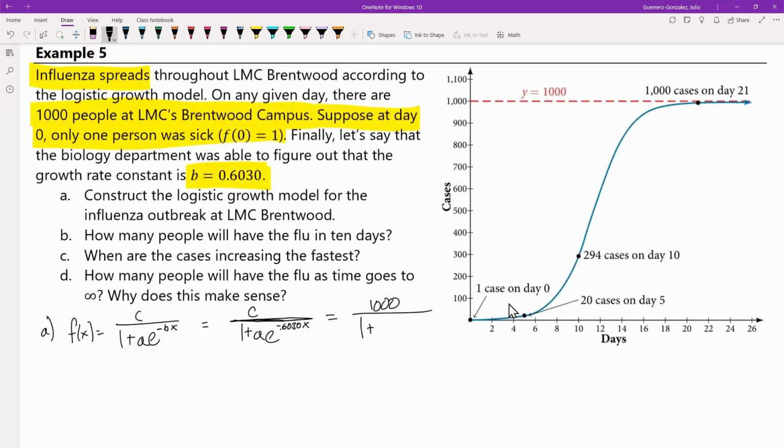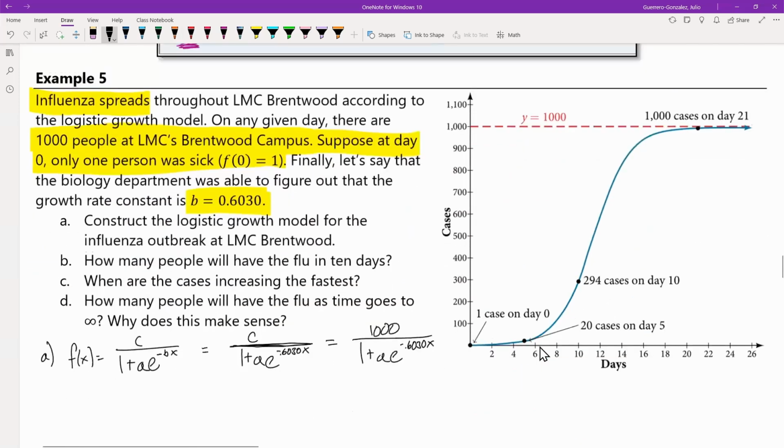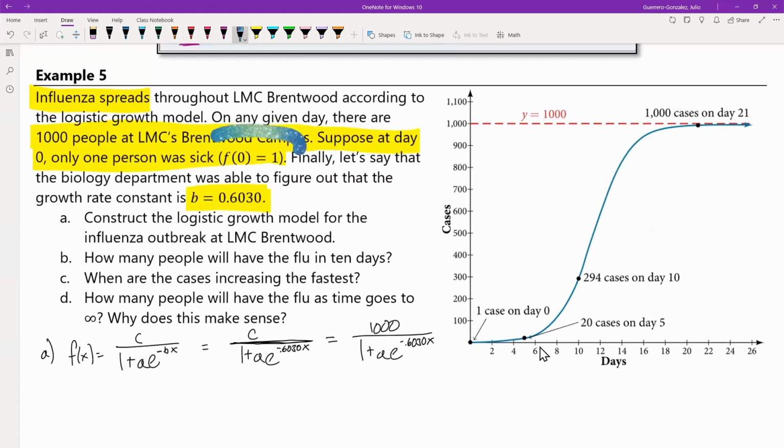1 plus A e to the negative 0.6030x. Okay, so we have that A that's missing. If we look up here, the C divided by 1 plus A should be our initial value, and our initial value is given right here.